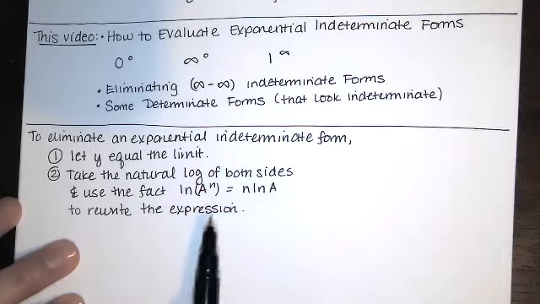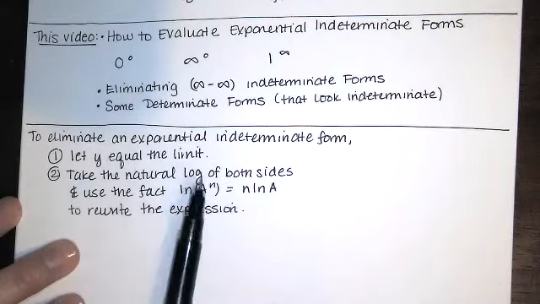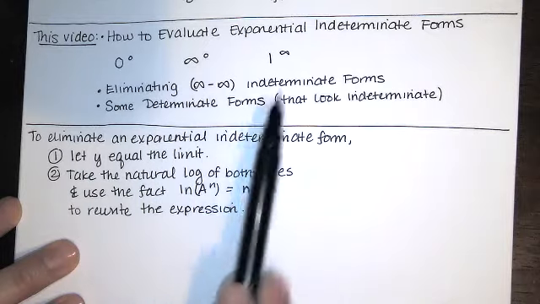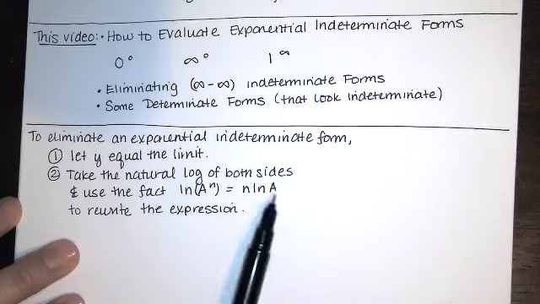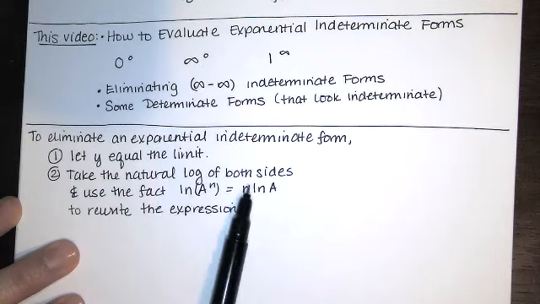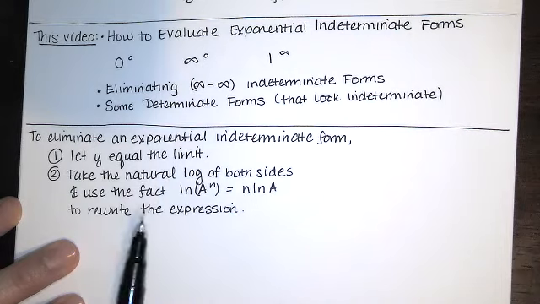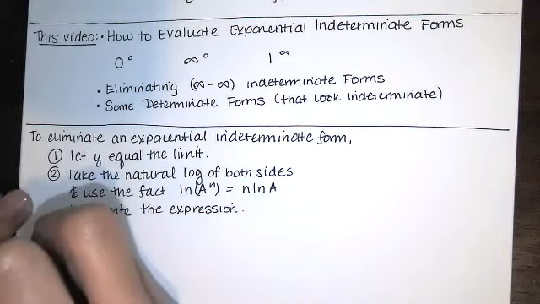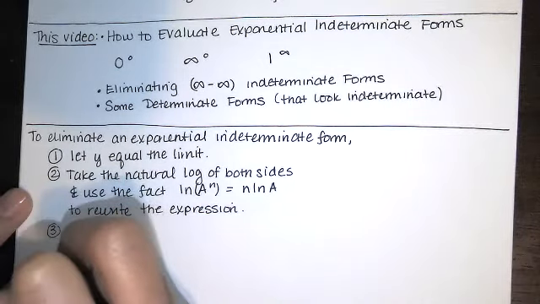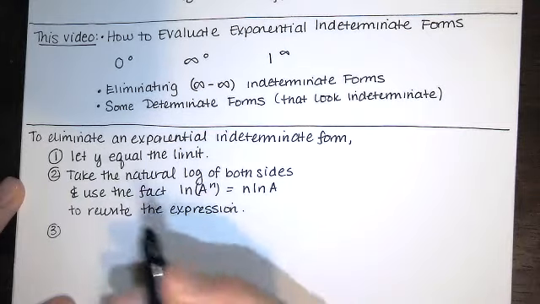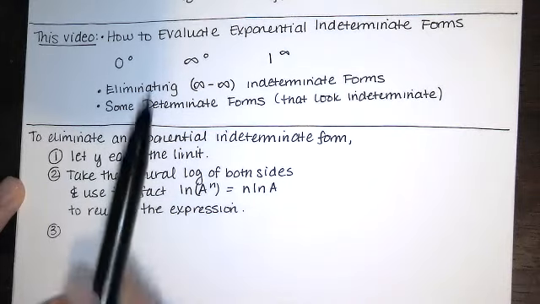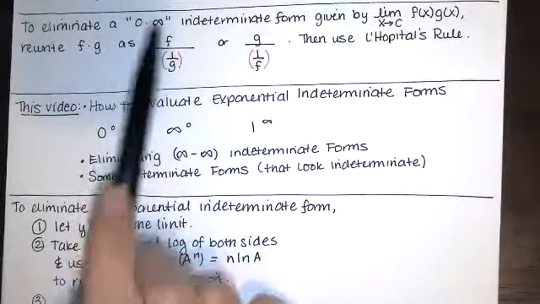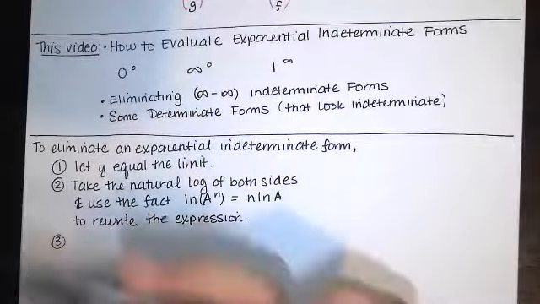And then generally at this point, we had 0 to the 0, or infinity to the 0, or 1 to the infinity. In all of those cases, after you bring that exponent down, you're going to end up with a 0 times infinity indeterminate form. So you've rewritten the expression, and then you'll have to rewrite again using this technique that we talked about earlier for addressing the 0 times infinity indeterminate form.